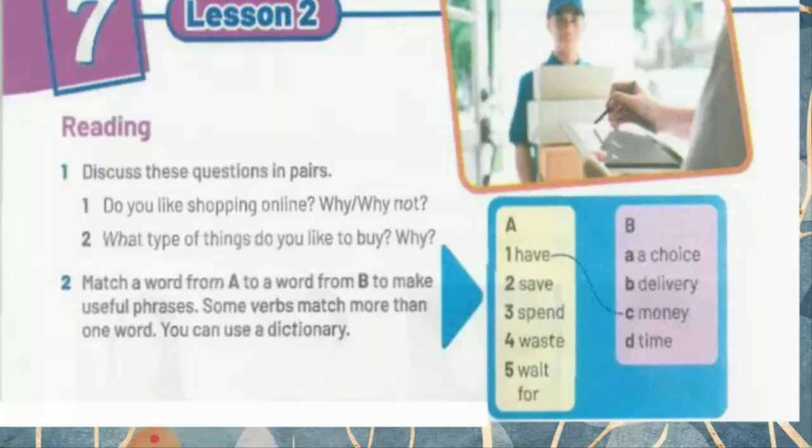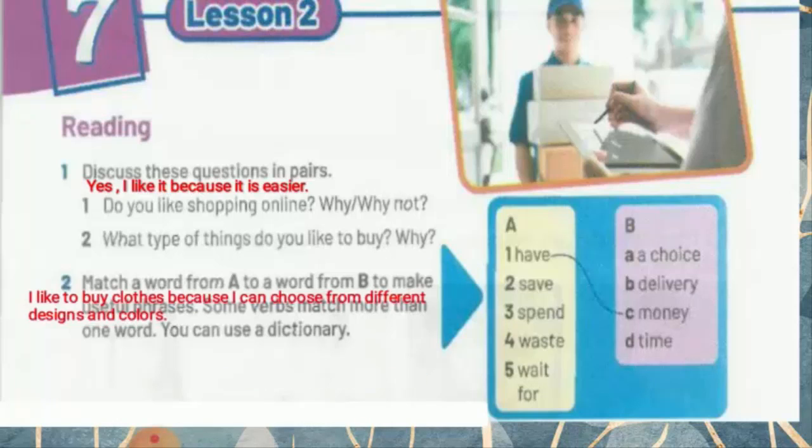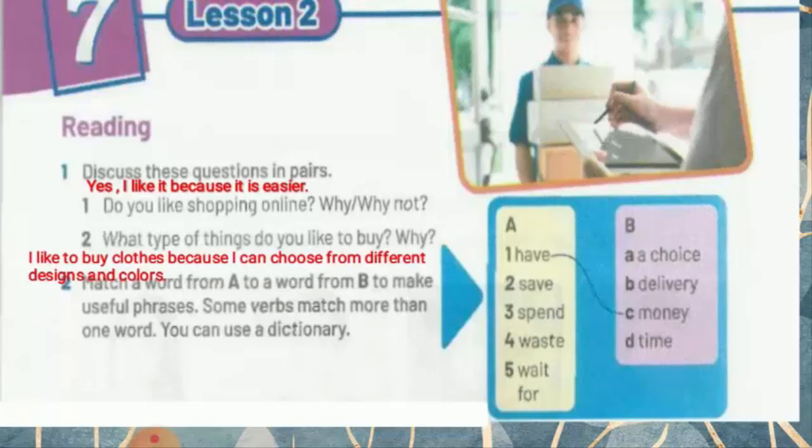Okay. Now discuss these questions in pairs. Do you like shopping online? Why and why not? Think of an answer. A possible answer could be, yes, I like it because it is easier. Number 2, what type of things do you like to buy and why? I like to buy clothes because I can choose from different designs and colors.